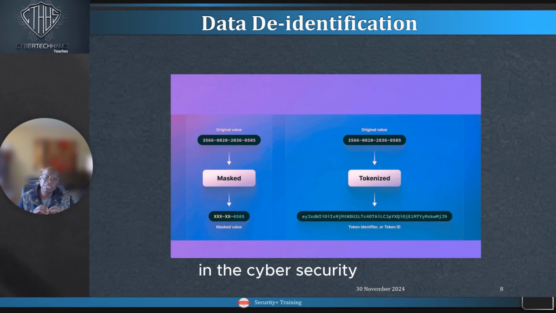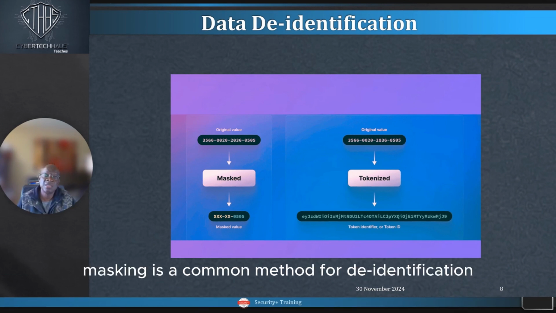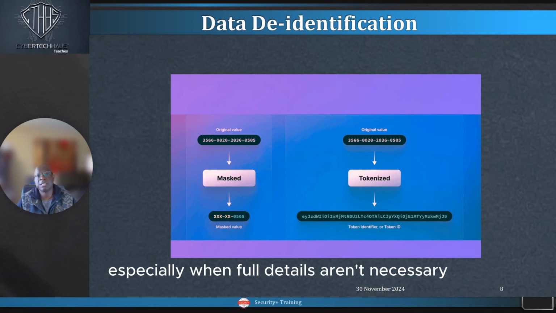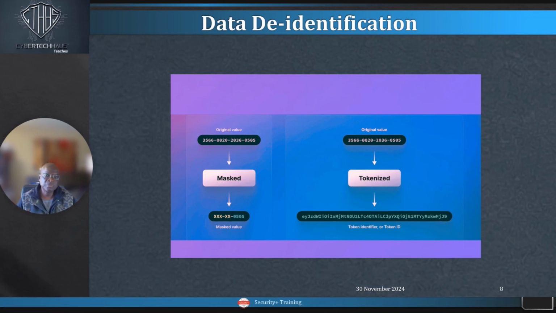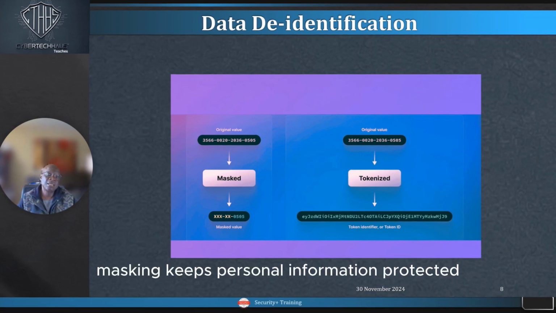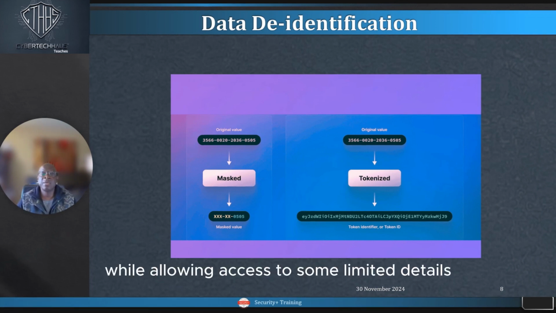In cybersecurity, masking is a common method for de-identification when data is shared or displayed, especially when full details aren't necessary. For example, employees may need to confirm parts of someone's social security number without viewing the entire number. Masking keeps personal information protected while allowing access to some limited details.